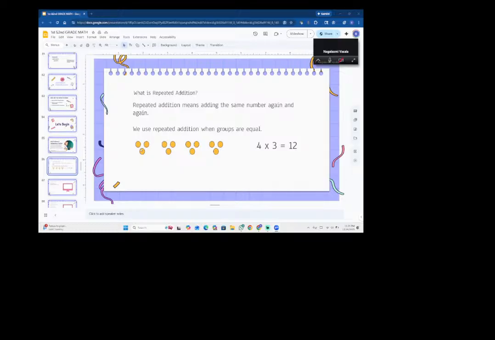So here there's 4 groups of 3. So 1, 2, 3 plus 1, 2, 3 plus 1, 2, 3 plus 1, 2, 3. So that would give us 12. So 4 times 3 is 12.